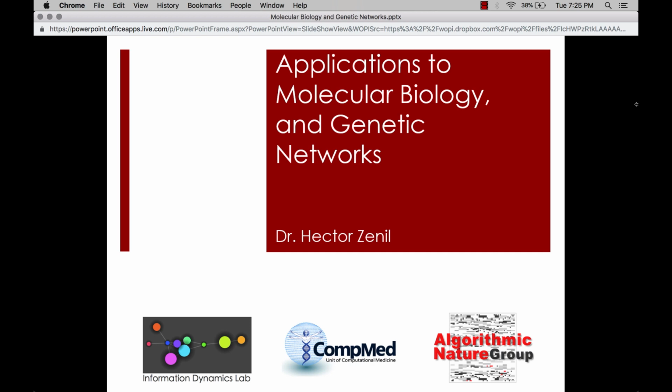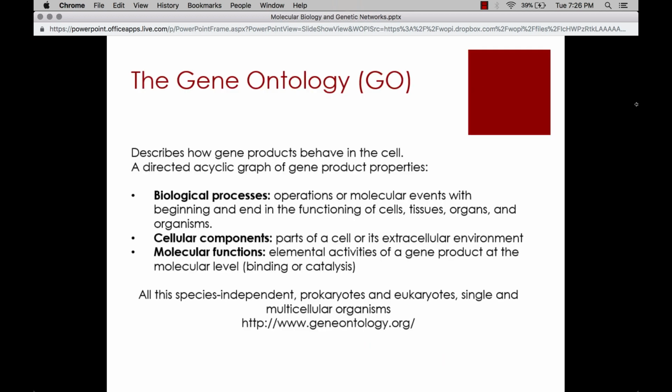In this lesson, we will see some applications of algorithmic information dynamics, perturbation causal calculus, and reprogrammability to molecular biology and genetics, in particular to biological networks and cell dynamics. Before getting into details, it is important to understand what a gene ontology is.